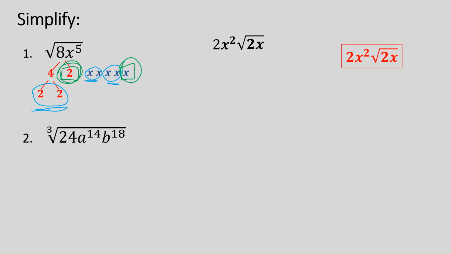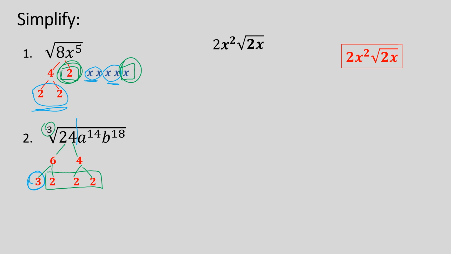Here we have a cube root, same idea, except now we're looking for 3 of the same things. We're going to break down this 24. 6 and 4, 3, 2, 2, 2. The difference between this section and last section is last section everything moved outside, and this section we have something left over. That 3 is left over.